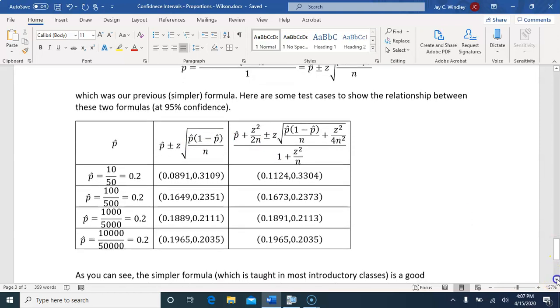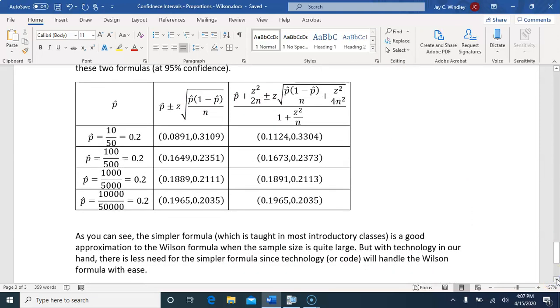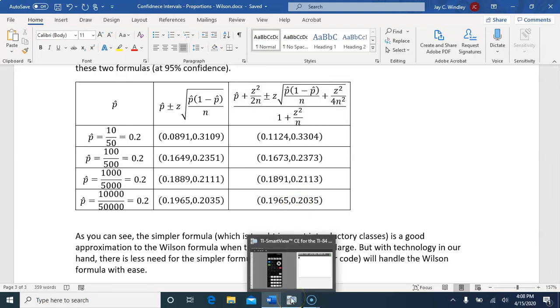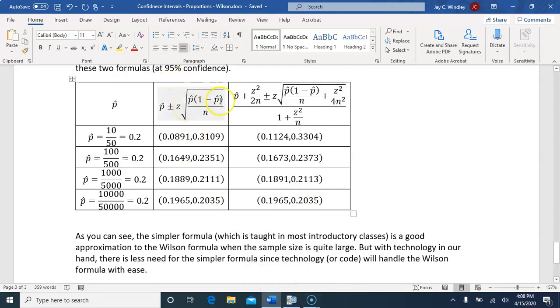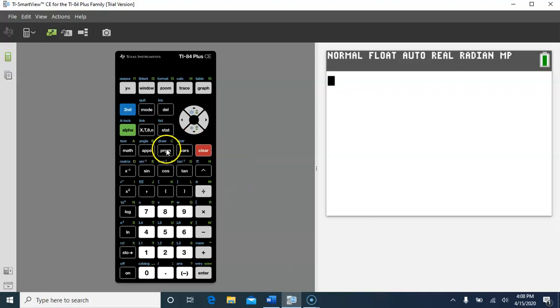And in fact, the simpler formula is all that's taught in most introductory classes. But many authors nowadays think that since we have technology in our hand, or we have code that we can write, there's no reason to use the simpler formula. We could always just use the Wilson formula. So let me show you how this is done on the calculator. I'm going to do a little code on the calculator now. The regular confidence interval formula here is built into the calculator, but the Wilson formula is not. So we're going to write a little program for the calculator for those of you that have a TI-83 or TI-84.